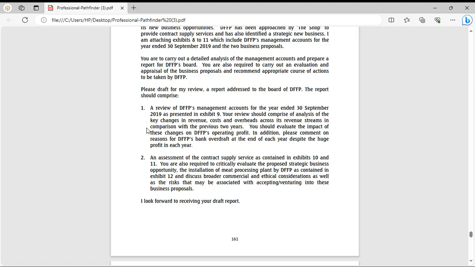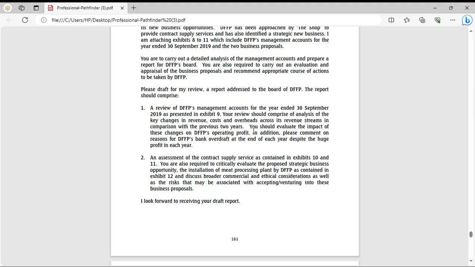And the report should comprise, number one, a review of the management account for the year ended 30th September 2019 as presented in Exhibit 9. Your review should contain analysis of revenue, costs, and overheads across these revenue streams in comparison with the previous two years.